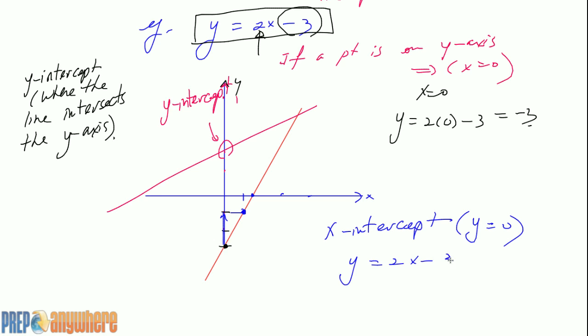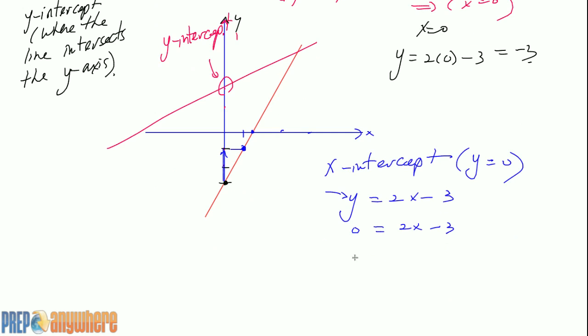So to find that, you just have to set y equal to 0. Isolate x. See that location right there? That's 3 over 2 and 0.